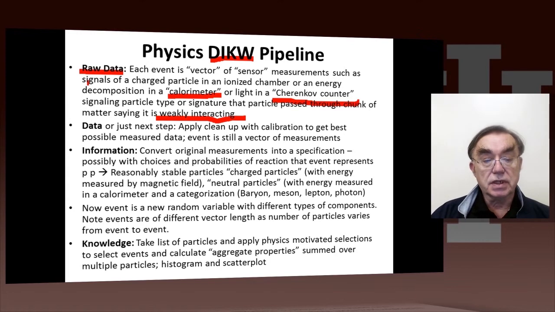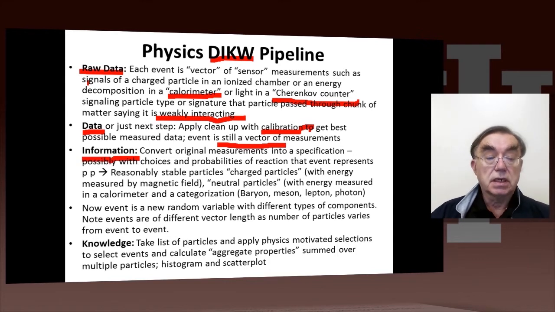So after this raw data, we might get data, which is the next step, which is cleaning up the data with calibration to get the best possible measured values. The event is still a collection of measurements. Now we get to information.